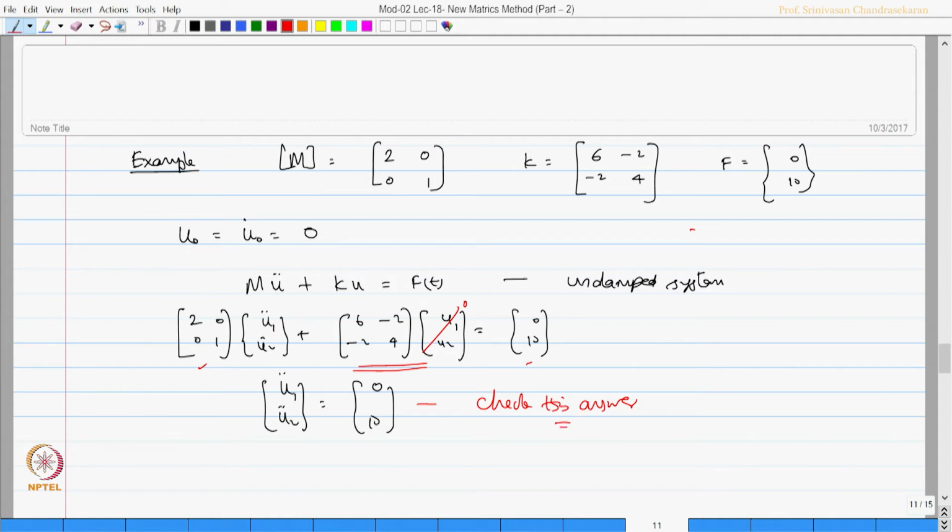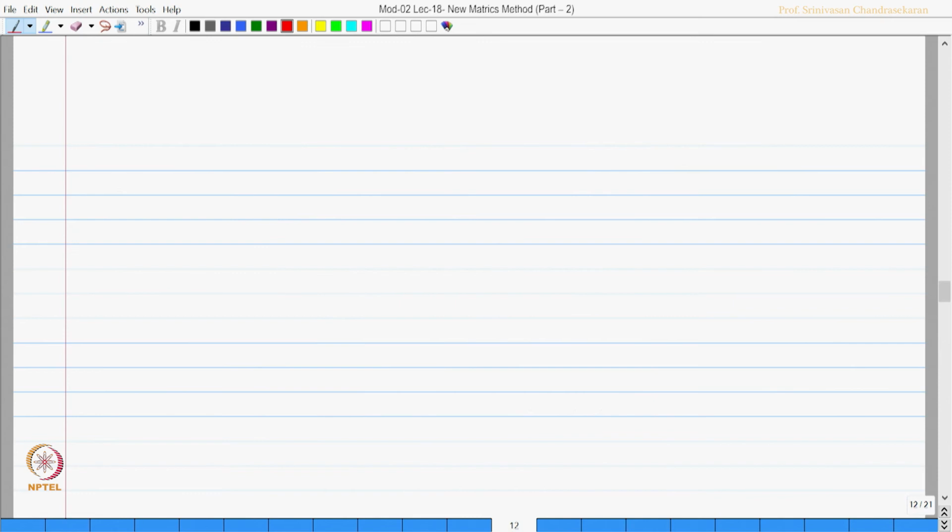Once I get this, I want to perform an important step. The mass matrix is actually 2 0 0 1 and K matrix is 6 minus 2 and 4. One can easily use the existing computer programs which I gave you to find out the frequencies. So, let us do that. I will get omega 1 square as 2 and the corresponding phi 1 as 1 by root 3 and 1 by root 3.